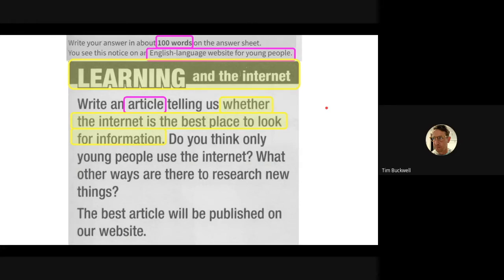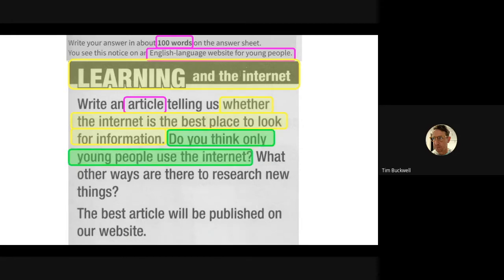This again is the subject of our article. Is the internet the best place to look for information? Or are there other places where you can look for information? This is the subject of our article. We're talking about learning in the internet and whether the internet is the best place to look for information when we're learning.